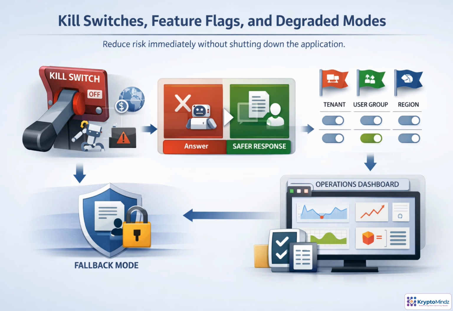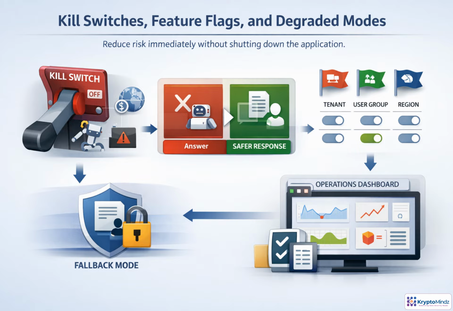Resilience is not only about stopping failures. It also means reducing capability quickly when risk increases. A kill switch should let you disable high-risk functions, such as tool execution, file upload, external browsing, or autonomous actions, without taking the whole product offline.